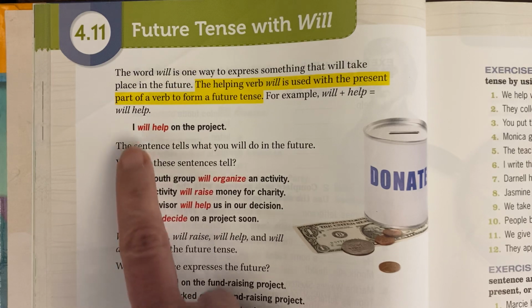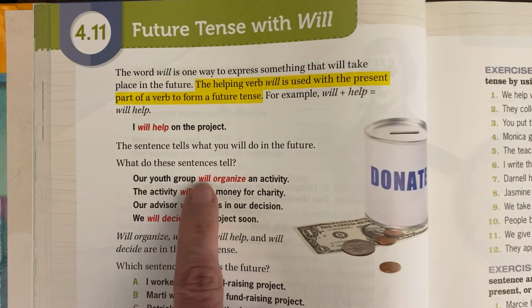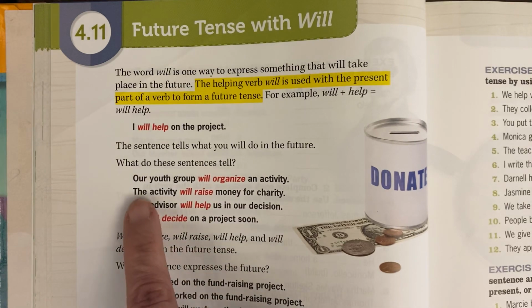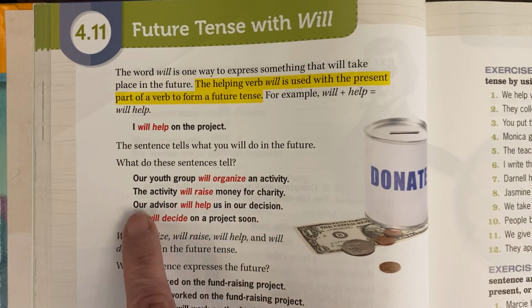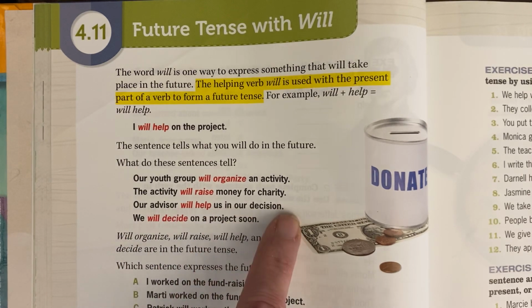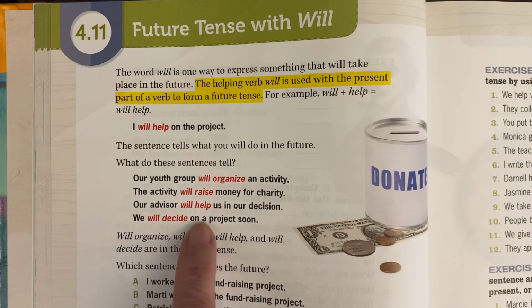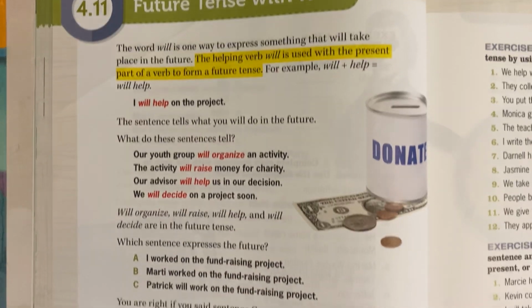So here are some examples. I will help on the project. Our youth group will organize an activity. The activity will raise money for the charity. Our advisor will help us in our decision. We will decide on a project soon. So those are all examples of the future tense.